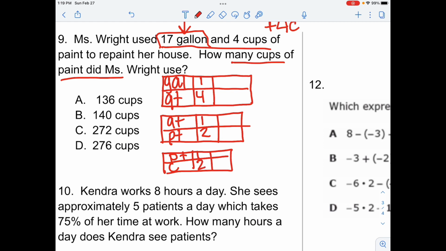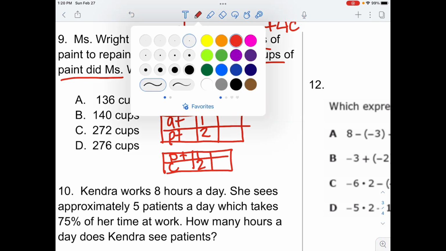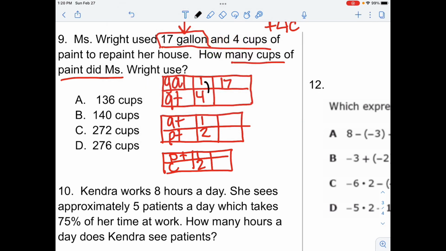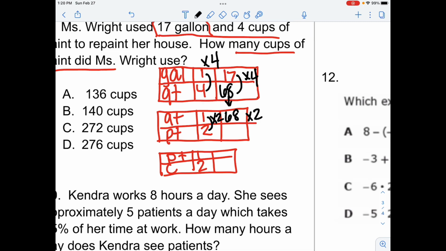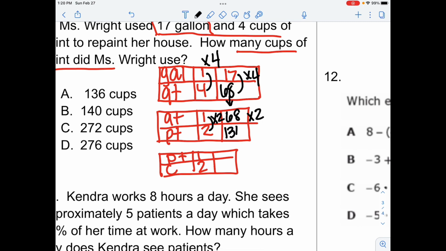So I start with 17 gallons, and I'm trying to figure out how many quarts there are in 17 gallons. Well, how do I get from 1 to 4? I multiply by 4. So I multiply this by 4, and I get 68 quarts. Now I'm going to turn that into pints. So 1 times 2. What I do to one side, I do to the other. So 68 times 2 gives me 136.